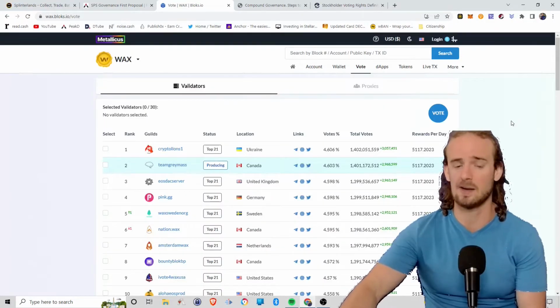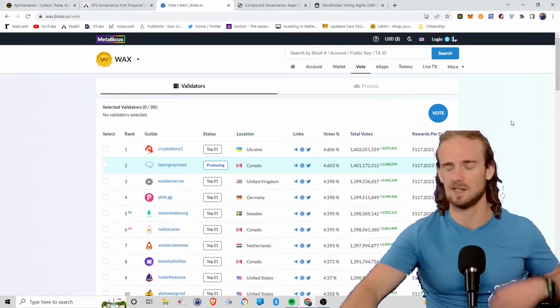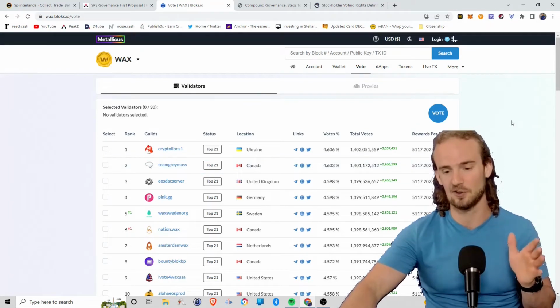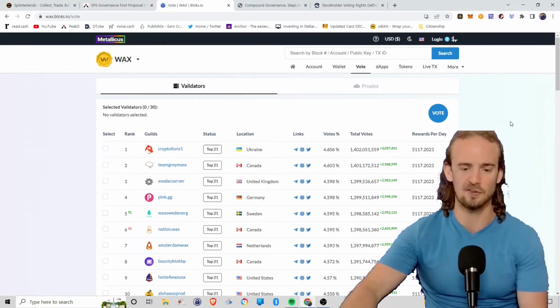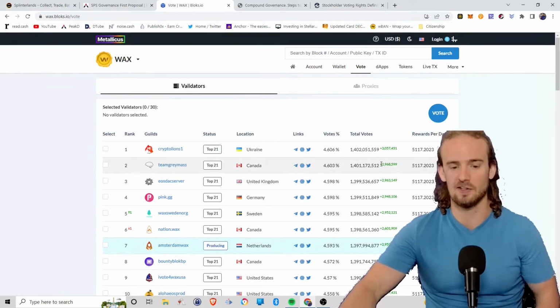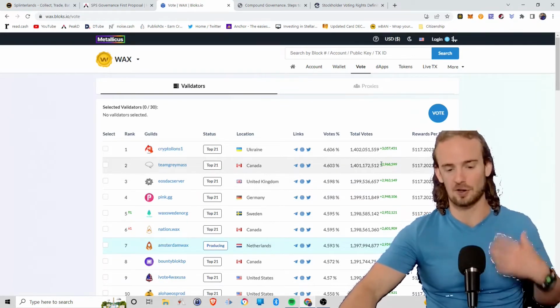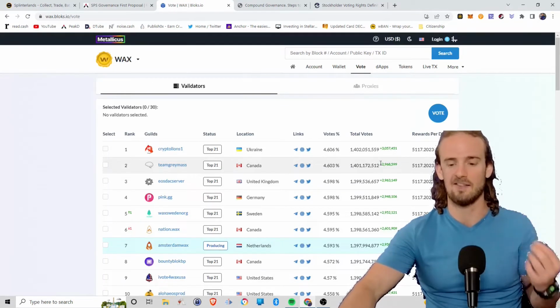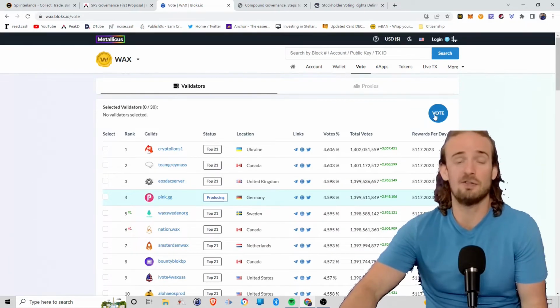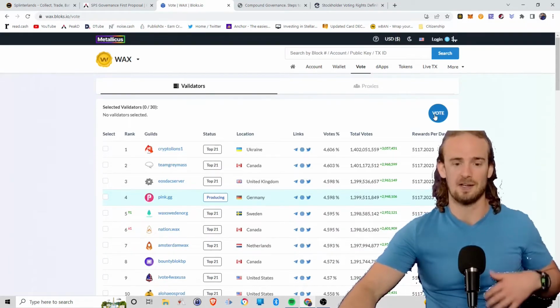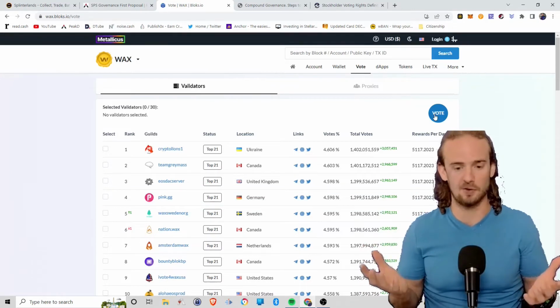Now, let's just take a quick break and see how this works in practice. Right now I am on the Wax blockchain. Again, not endorsing Wax, not telling you to use it, just using it as an example. What you can see here is that we have different validators. These are different groups or collections of individuals that are validating these transactions. If I have Wax cryptocurrency, I could vote for one of these, I guess you could call them guilds or validators.